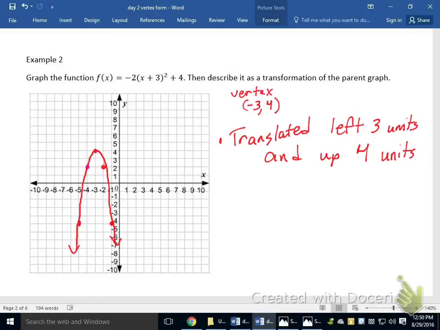Another thing, it's been reflected in the x-axis because the slope was negative. Well, not slope, the a value was negative.